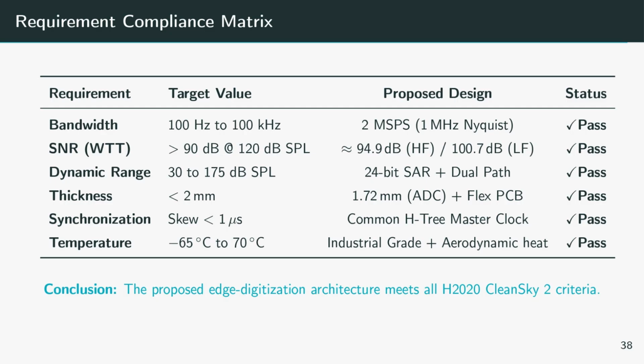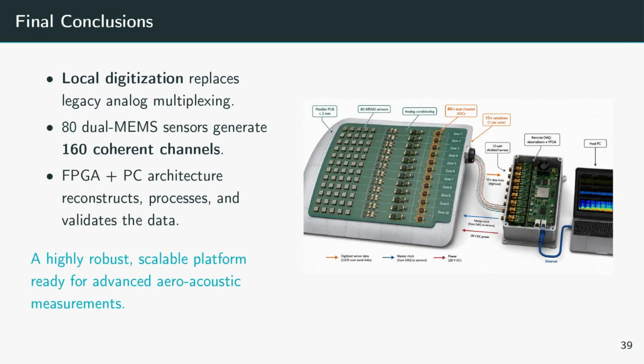As you can see in our compliance matrix, the design passes all target values. From bandwidth and dynamic range to thickness and temperature extremes, the architecture successfully meets all rigorous criteria of the Clean Sky 2 program. In conclusion, by replacing legacy analog multiplexing with local edge digitalization, we successfully capture 160 perfectly coherent channels from 80 MEMS sensors. The result is a robust, scalable platform ready for advanced aeroacoustic measurements.